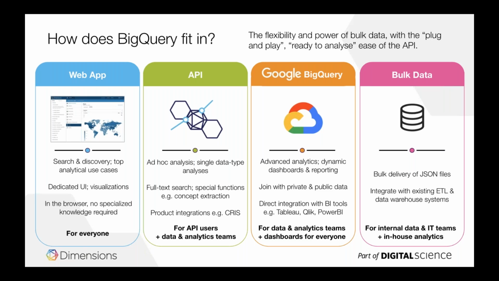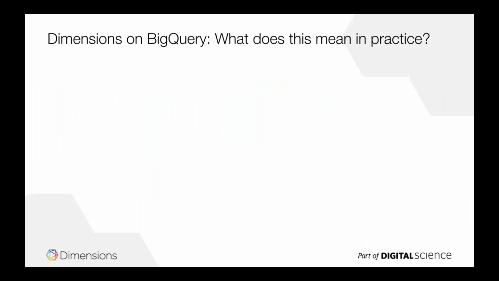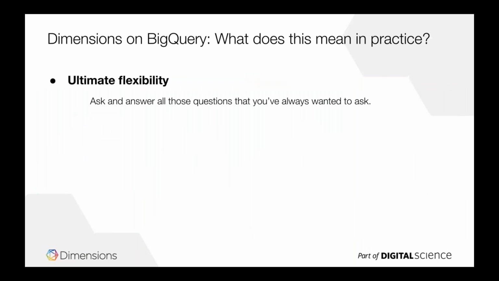So just to sum it up, Dimensions on BigQuery, what does it mean in practice? Ultimate flexibility. It means you can think of any queries of any complexity involving any amount of data. You should be able to do it with BigQuery, no problem, and it will be pretty fast.